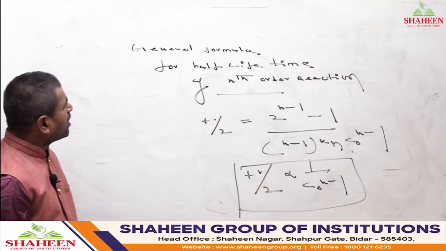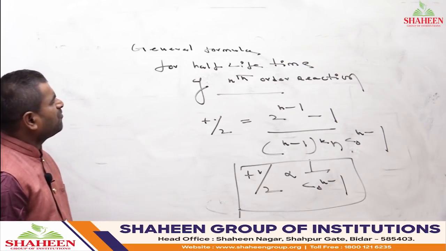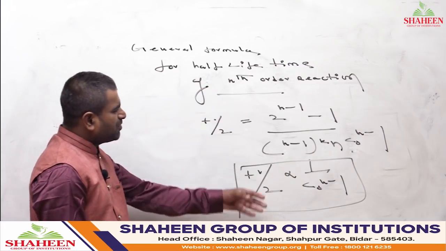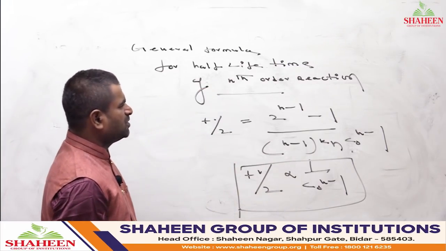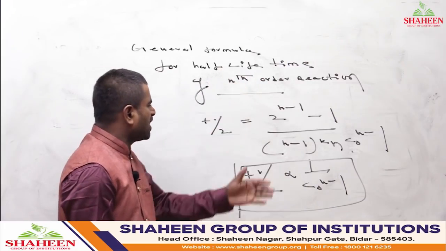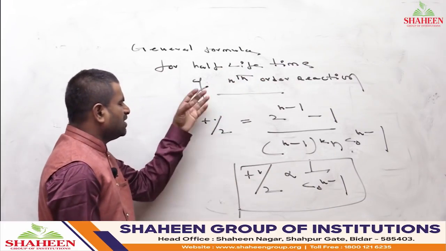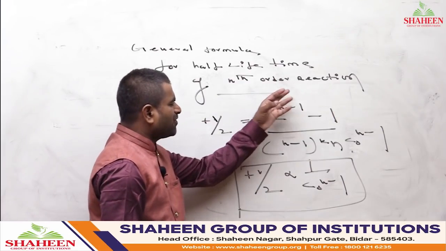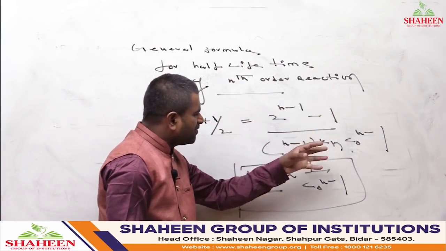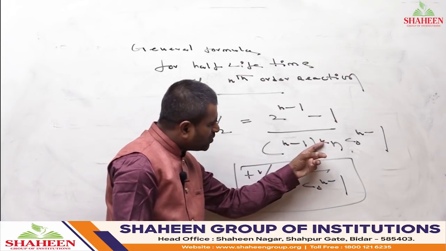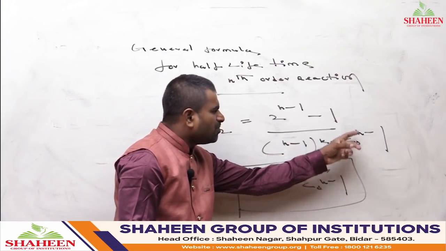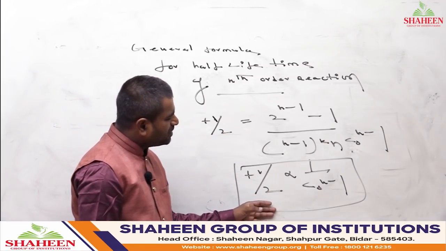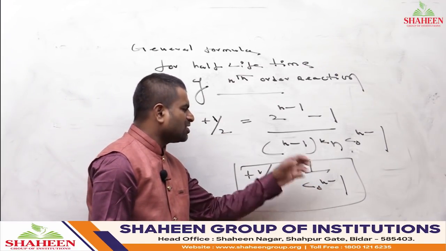Remember student, now I am going to write the general formula for half-life time of nth order reaction. Directly I am giving for nth order reaction. For nth order reaction, T half is equal to 2 to the power of n minus 1 divided by n minus 1 into Kn C naught power n minus 1. Generally, this half-life time depends on initial concentration of the reactant.